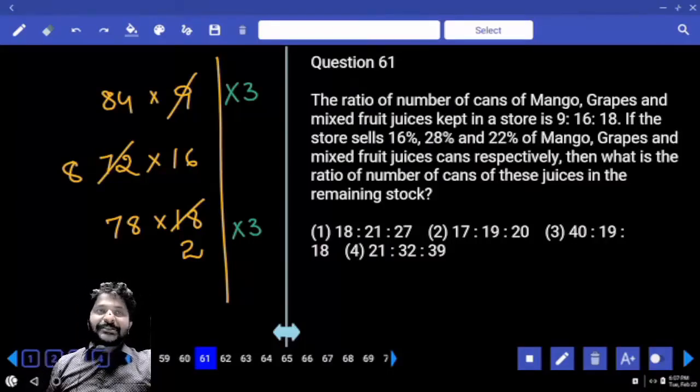Correct? Can it be the first option? Can it be the second option? Can it be the third? Can it be the fourth? Final.